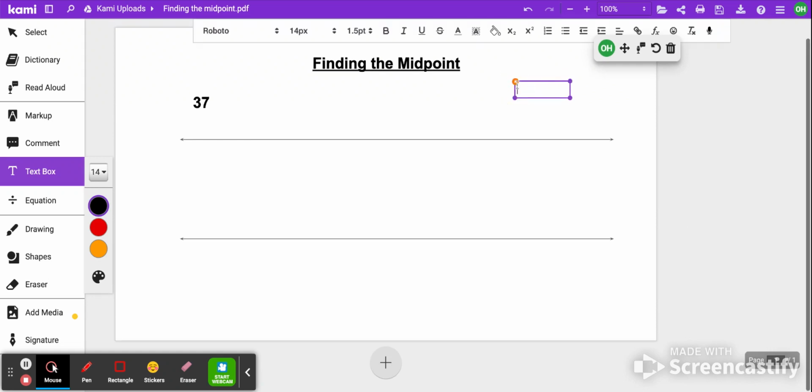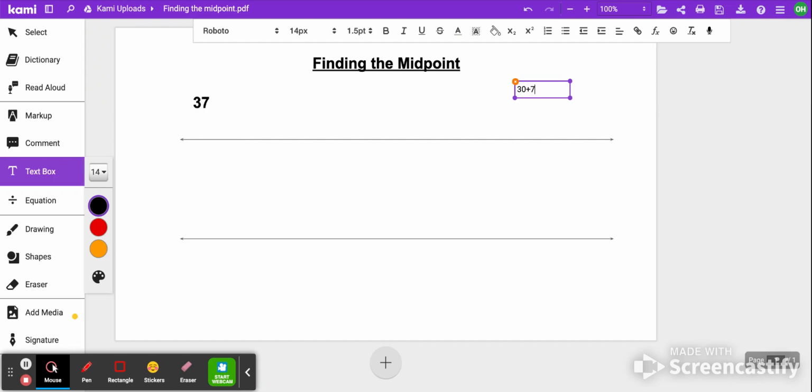by using expanded form. Now, if you don't know how to do that, there's another video that I will connect below in the comment section, and it'll help you to understand how to write a number in expanded form. So we're going to go ahead and do that for the number 37. It would be 30 plus 7.